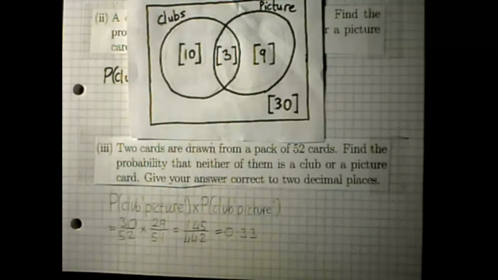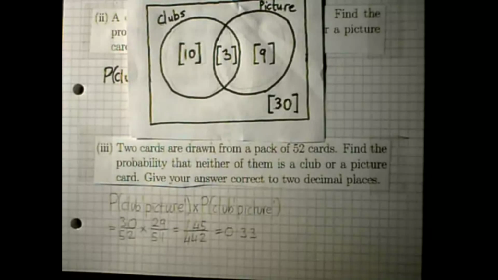Next, 2 cards are drawn from this pack of 52 cards, and you have to find the probability that neither of them is a club or a picture card. Well, first of all, when you have 52 cards, how many of them are not clubs or picture cards? Secondly, just be careful. Once you've already drawn 1 card, how many cards are there left in the deck?